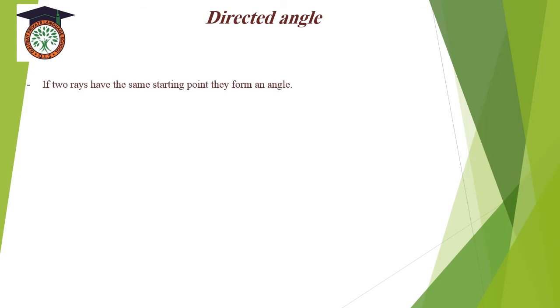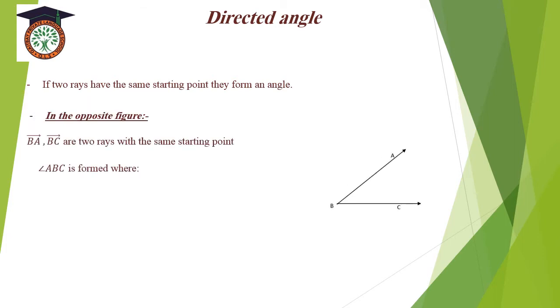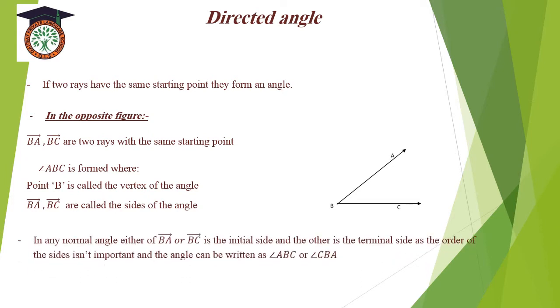Angles share the same starting point, the form and angle. In the opposite figure, BA and BC are two rays with the same starting point. Angle ABC is formed where point B is called the vertex of the angle. BA and BC are called the sides of the angle.